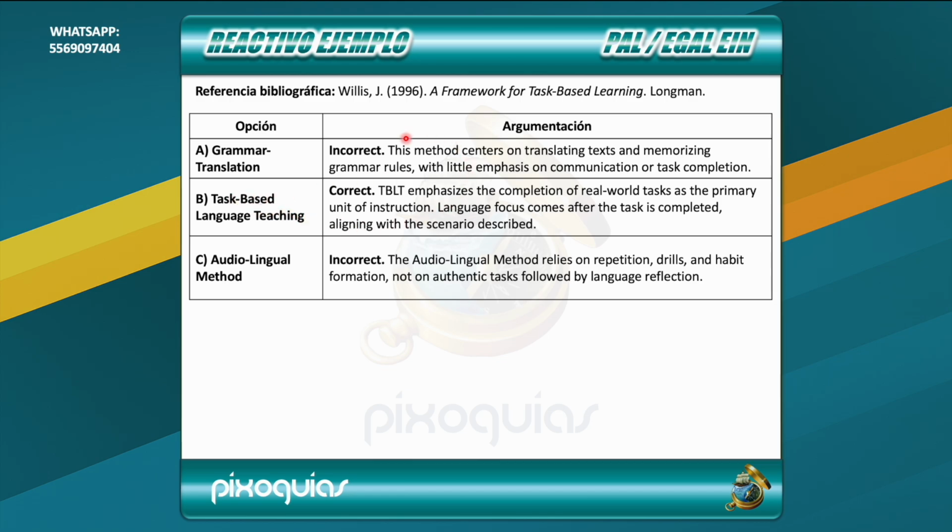Task-based language teaching. It is correct because TBLT emphasizes the completion of real-world tasks as the primary unit of instruction. Language focus comes after the task is completed, aligning with the scenario described. Grammar translation and audiolingual method are incorrect because grammar translation centers on translating text and memorizing grammar rules, with little emphasis on communication or task completion. And C. Audiolingual method is incorrect also because the audiolingual method relies on repetition, drills, and habit formation, and not an authentic task followed by language rule reflection.